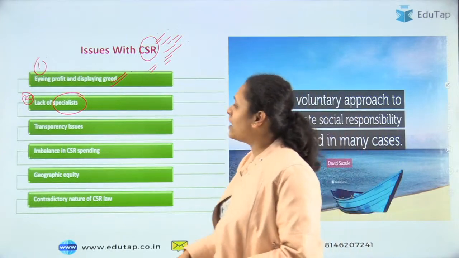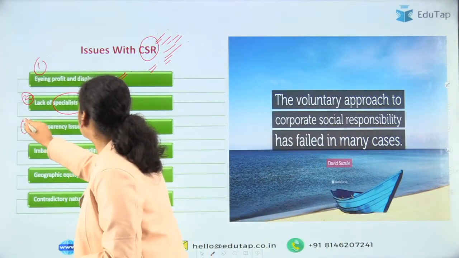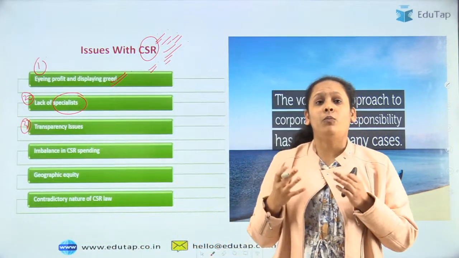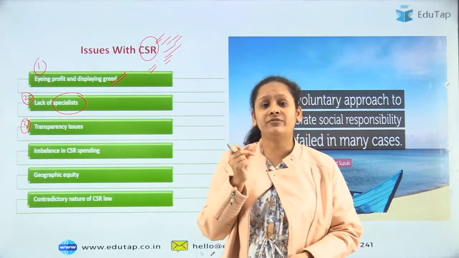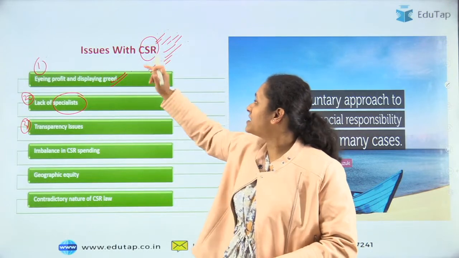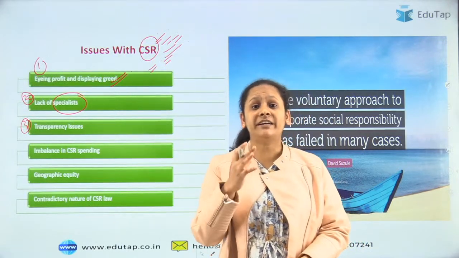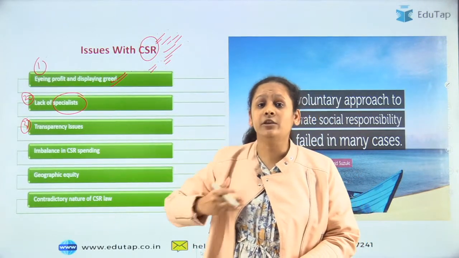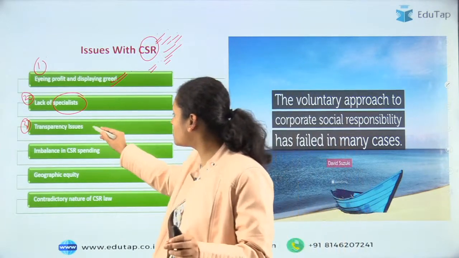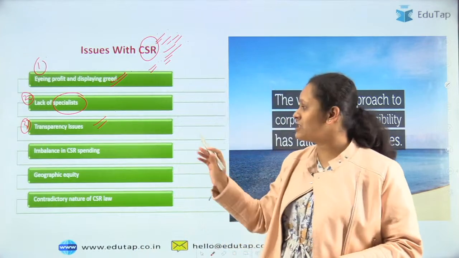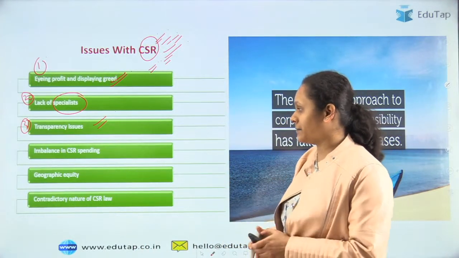There are special people who are quite qualified in this approach. Okay? Now, the next issue which came was the transparency issue. What do I mean by transparency issue? I simply mean that there were a lot of companies who did participate in this activity, but they did not reveal how they are using their funds, where they are using their funds. This was another issue which was taking place in case of CSR.